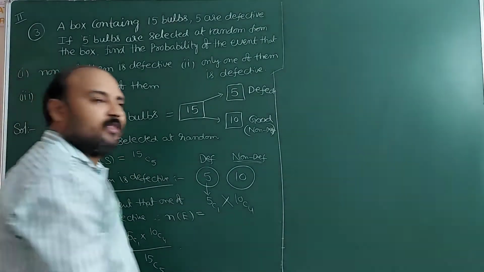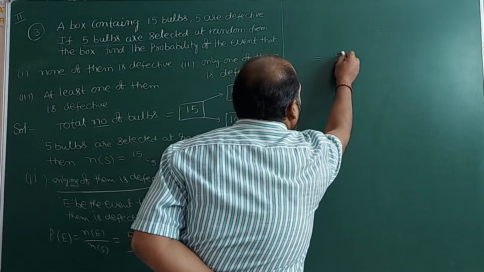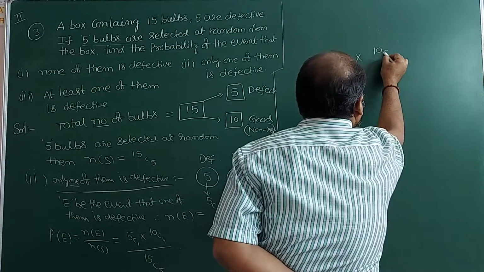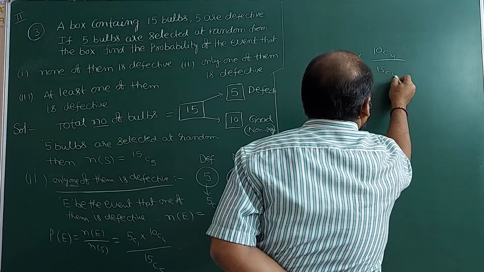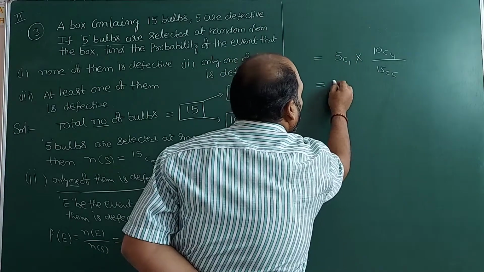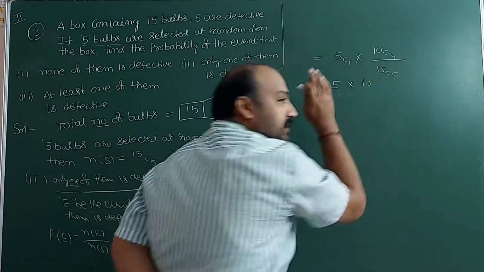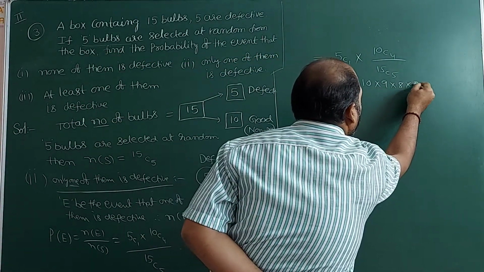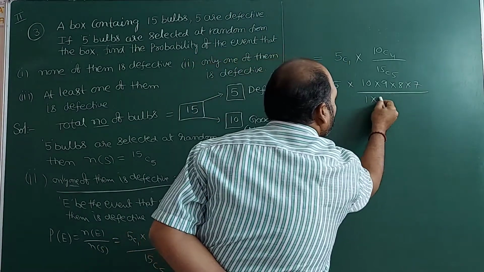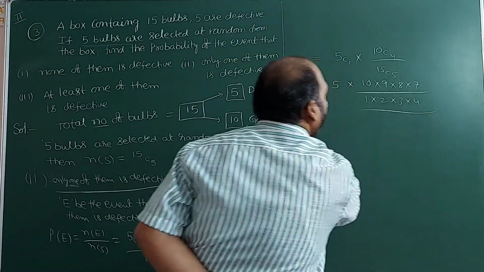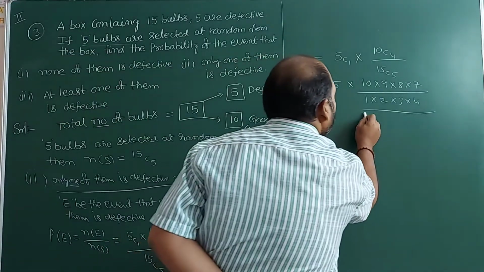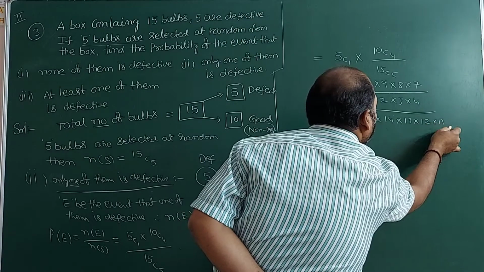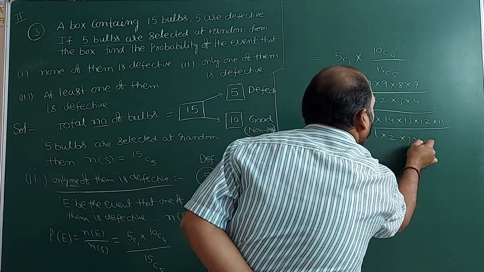You can simplify 5C1 into 10C4 by 15C5. 5C1 means 5. 10C4 from 10 decreasing order 4 times: 10 into 9 into 8 into 7 by 1 into 2 into 3 into 4. By 15C5 from 15 decreasing order 5: 15 into 14 into 13 into 12 into 11 by 1 into 2 into 3 into 4 into 5.